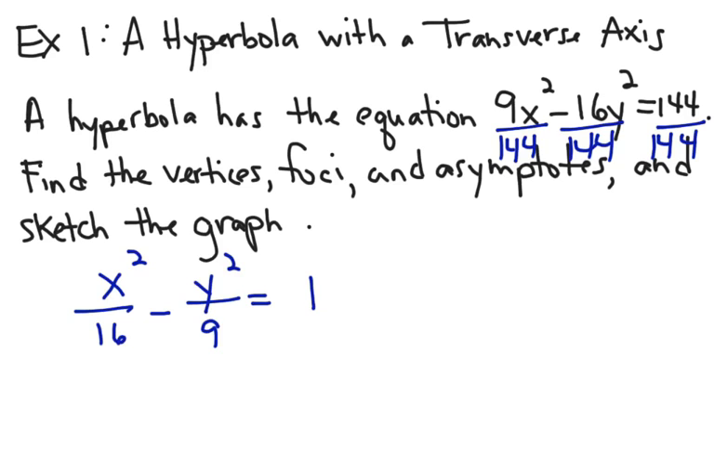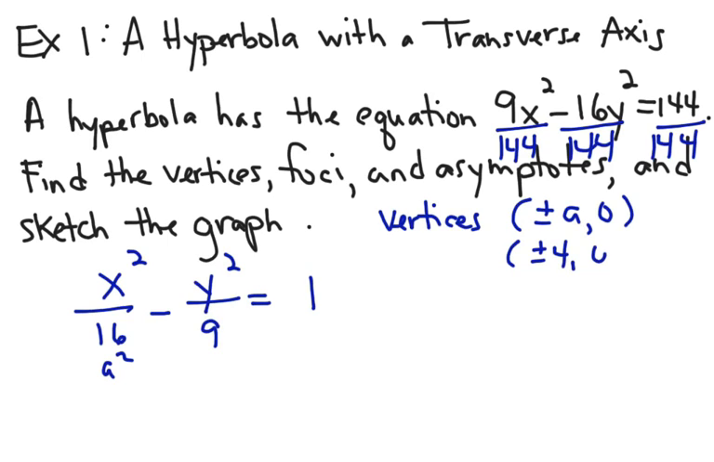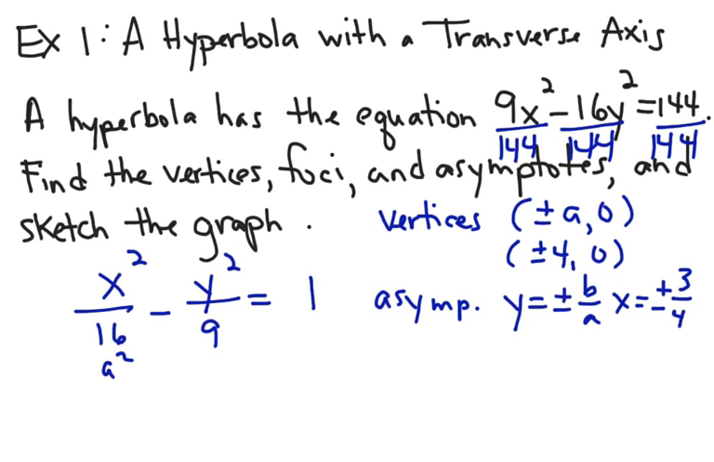So the vertices, if it opens to the left and right, are at plus or minus a comma 0. A, in this case, since this is a squared, must be 4, so it's at plus or minus 4 comma 0. Let me do the asymptotes first. The asymptotes are at y equals plus or minus b over a x. That's going to be plus or minus 3 over 4 x.